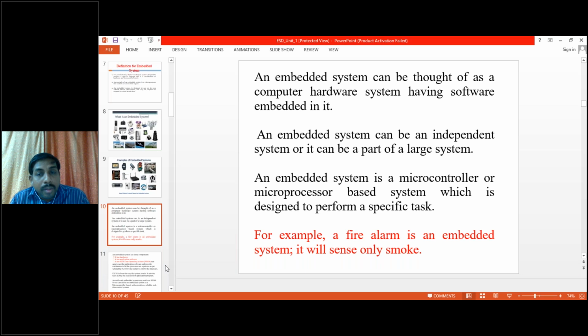Some software is written in the memory, that is called application software. It has some OS. OS is also in which memory? ROM. The OS and application software are both in the ROM, read-only memory, and the hardware, the processor and its peripherals, are going to operate as per the logic given by the manufacturer.